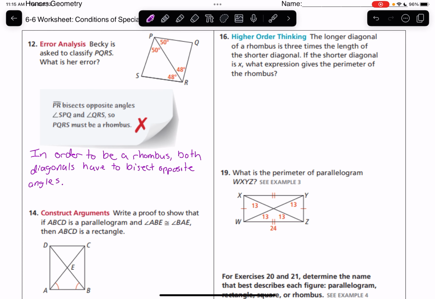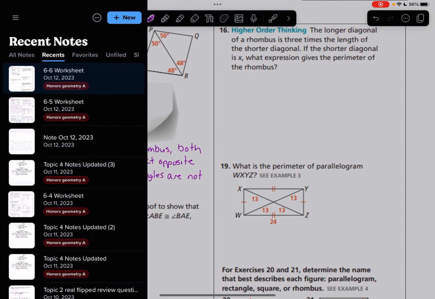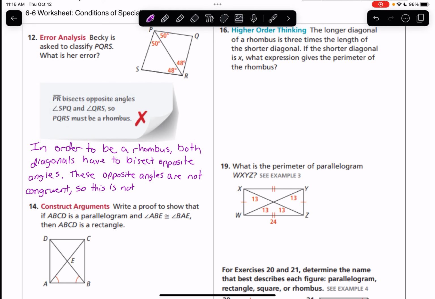And also, the opposite angles of this are not congruent, so it's not even a parallelogram. These opposite angles are not congruent, so this is not even a parallelogram.